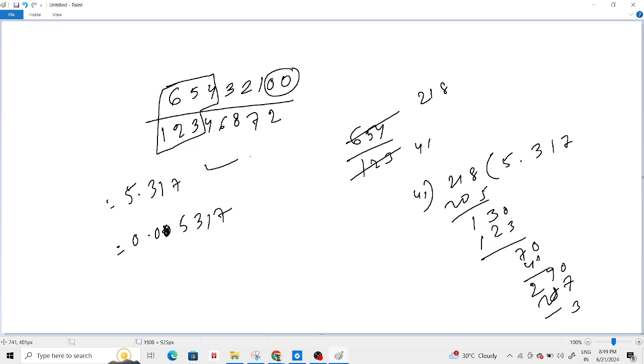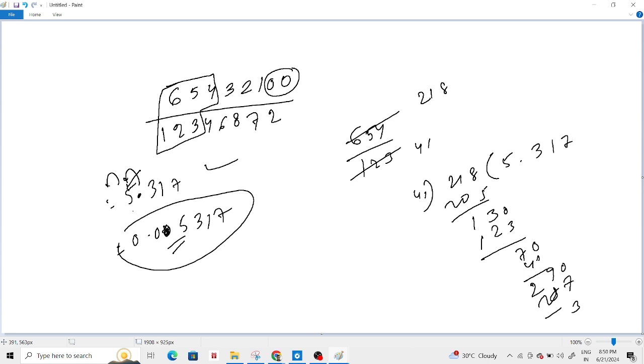Since I added 2 zeros, after the point there should be 2 digits. So 0 point, one place and then another place. The point is going to come 2 places forward. One place is 5, another place is not there, so 0. That is 0.05317. If you get an answer closer to this, do you need any further calculation?